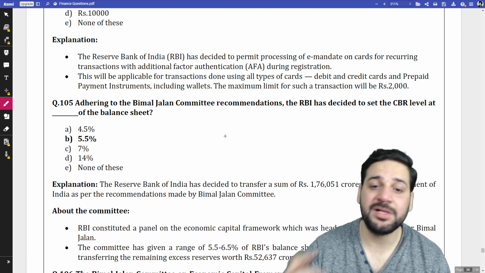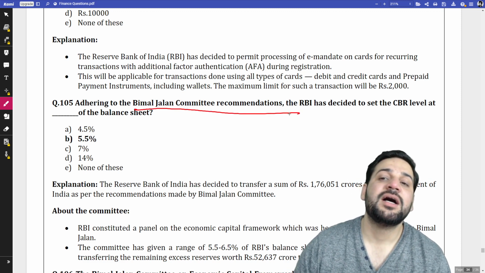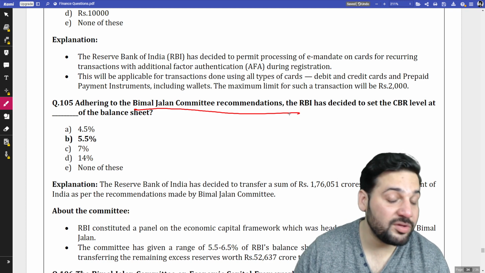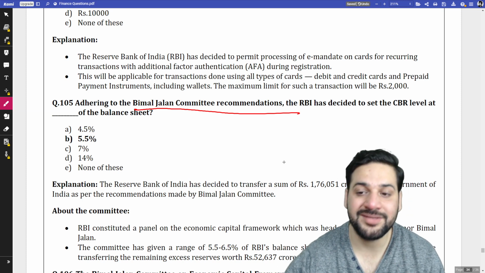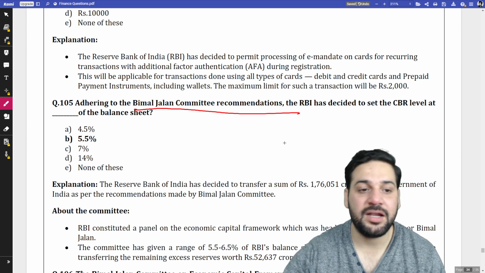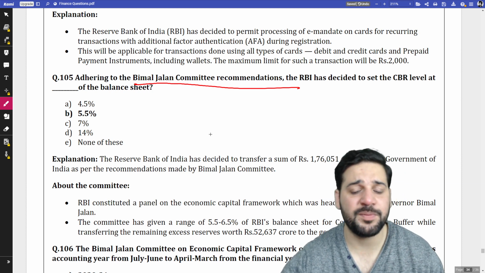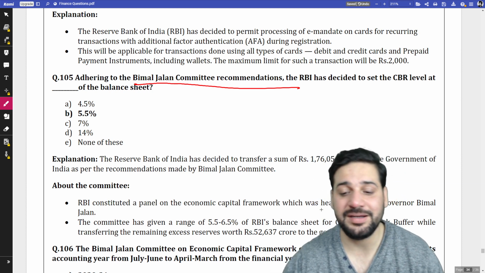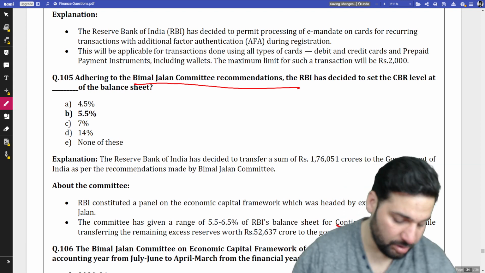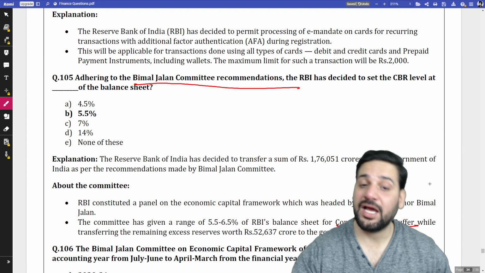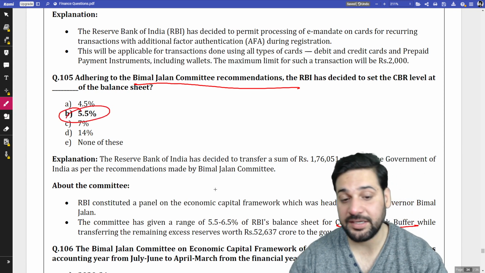So adhering to the Bimal Jalan committee, that was in the news, according to which RBI gave up their reserves to the central government, they decided to set the CRB level at how much percentage of the balance sheet. The contingent risk buffer is a proper, long topic, so you should go through it. I have done a proper video on that. So 5.5% is the correct answer.